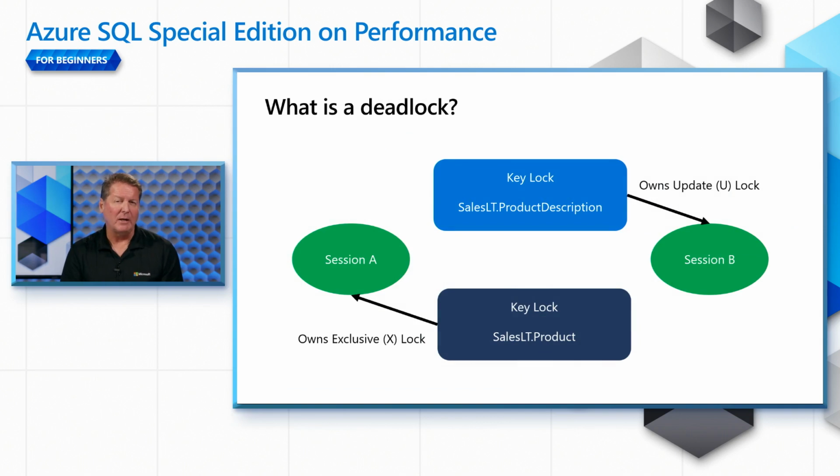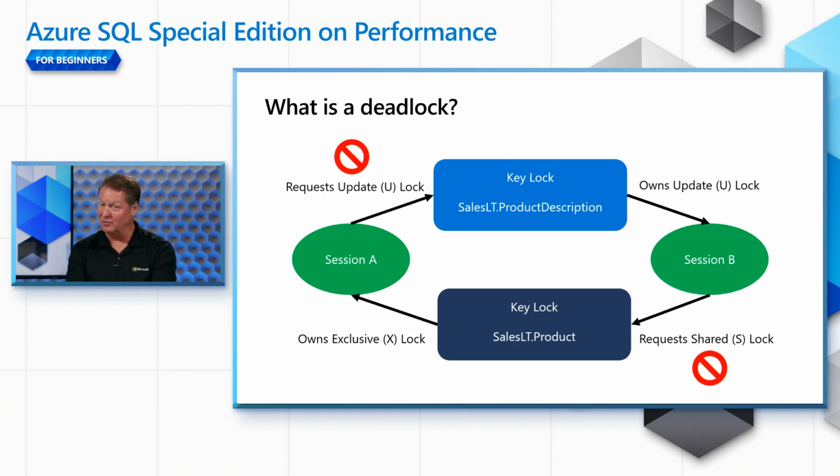So what is a deadlock? It might help you know more information about this as you're actually going and looking at one of these problems. Consider this scenario. I've got one session that owns an exclusive lock, like a key lock, a row lock, against a product table. I've got another session that owns an update lock on a key lock on a product description table. Now let's say that session B tries to run a query that requires a shared lock against the product table. Well, it's going to get blocked on that specific key lock. And if session A needs an update lock, let's say, on that key lock on the other table, it gets blocked as well. This is a problem. Like, what are we going to do? This is what's called a deadly embrace.